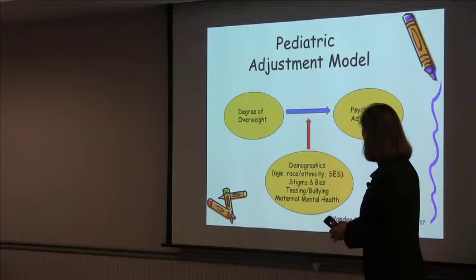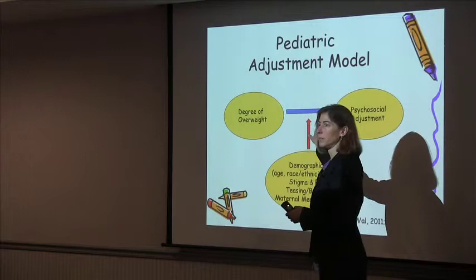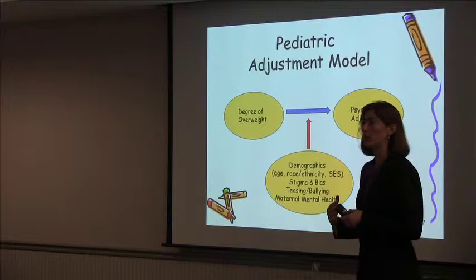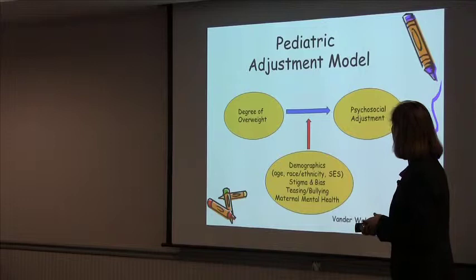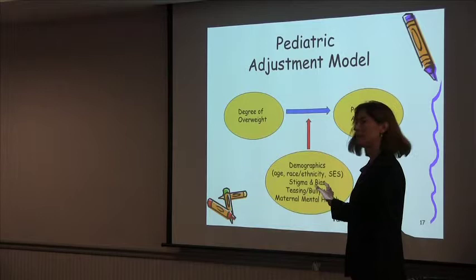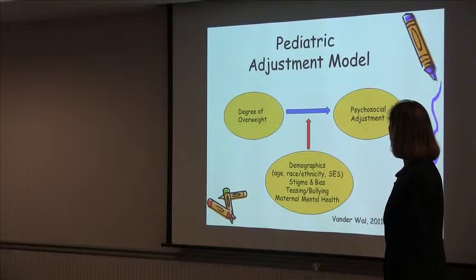Children that incur stigma, bias, teasing, and bullying, this relationship is particularly strong. And we know that children that are teased are 3 times more likely to have poor psychosocial adjustment than children that aren't teased. Maternal mental health, again, strengthens this degree of association. No one has looked at paternal or family mental health, which is kind of interesting. And I think there are also some other candidates here that could be considered as well.